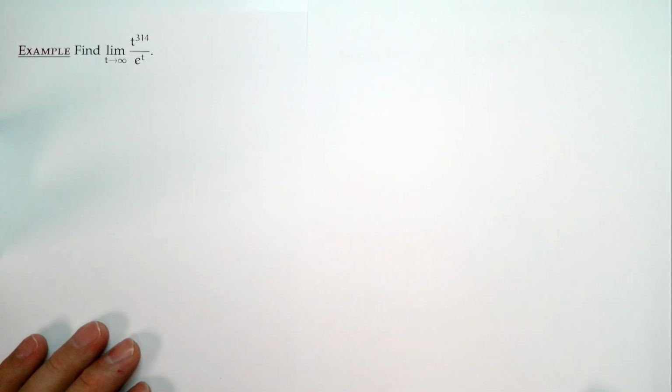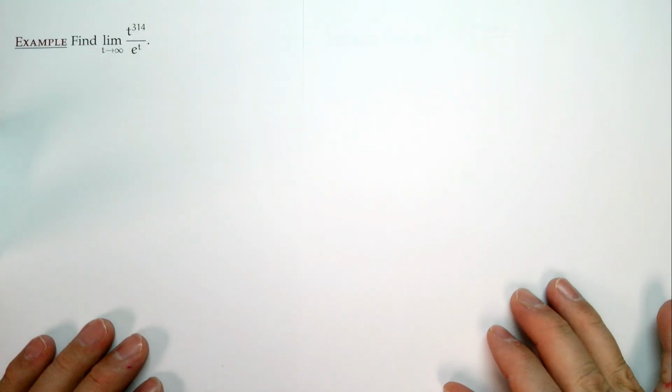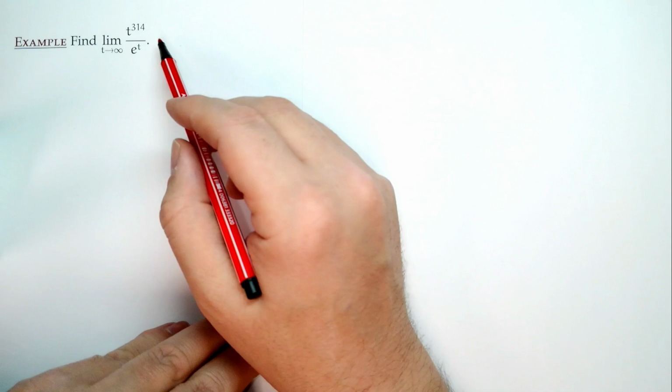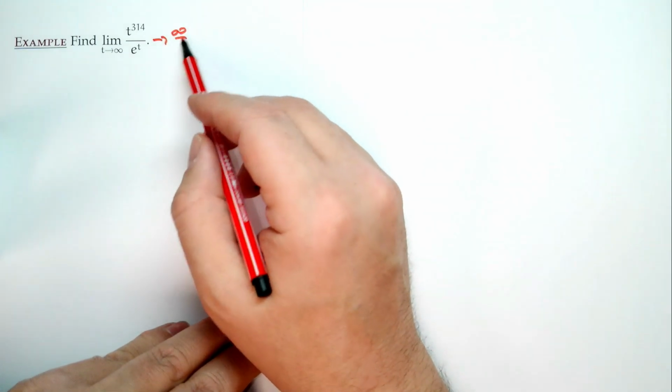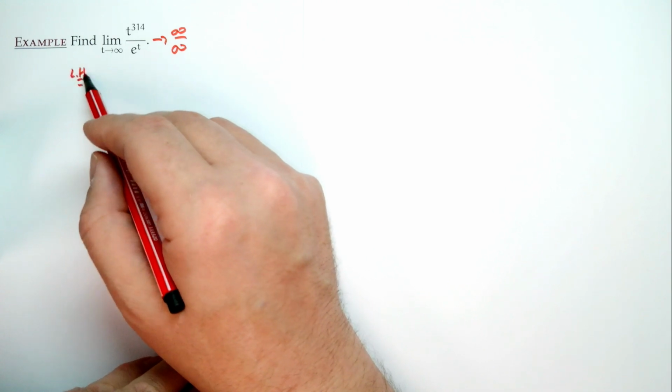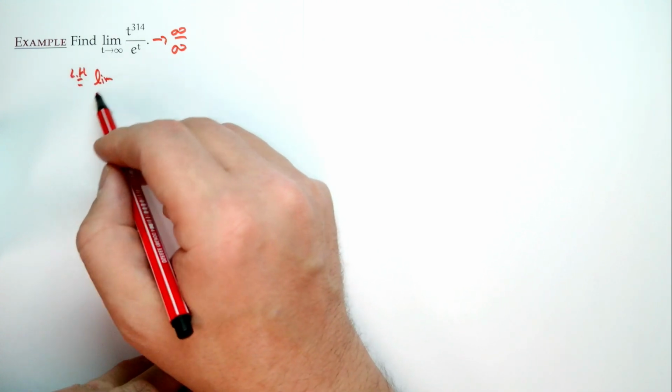All right, well, let's do a little bit more. We're getting close to the end. Find the limit as t goes to infinity of t to the 314 over e to the t. Well, e to the t gets huge as you go to infinity, but so does t to a power. So this is going to infinity over infinity. So we do what we always do: L'Hopital. Oh, what a beautiful thing.